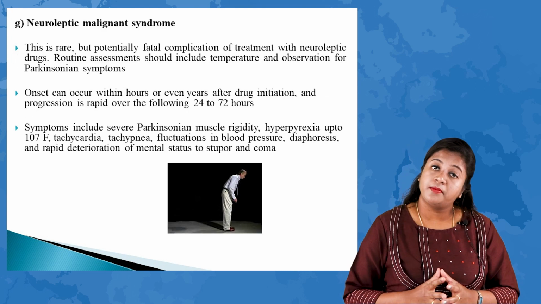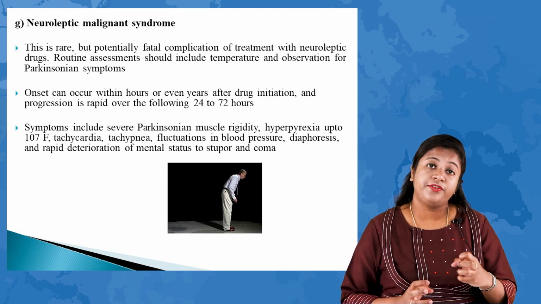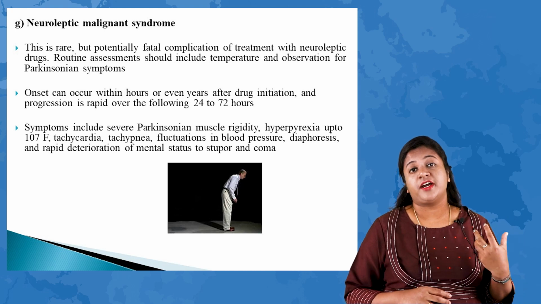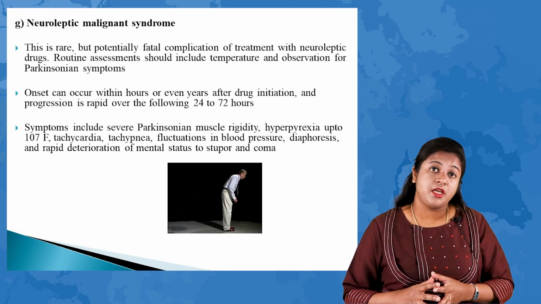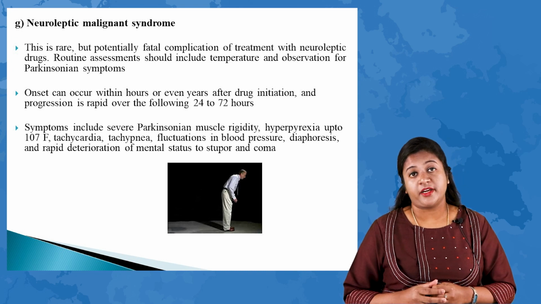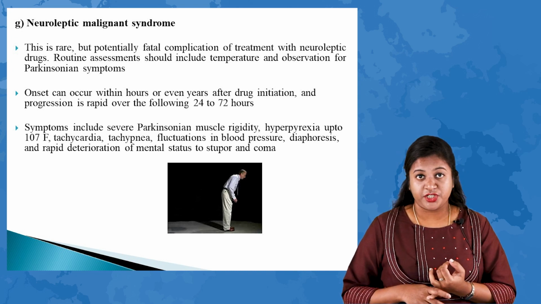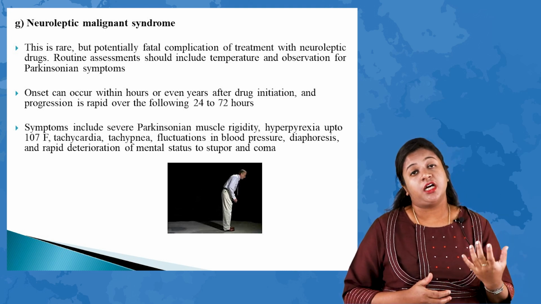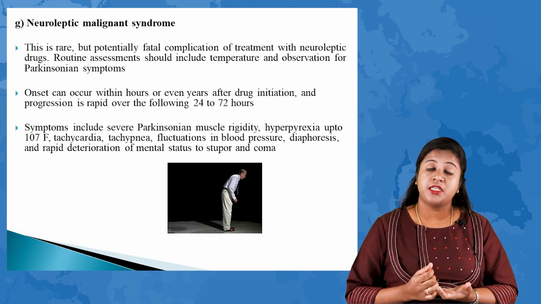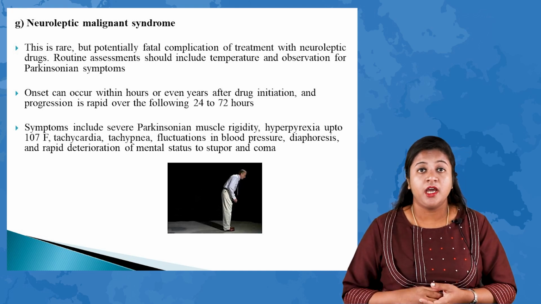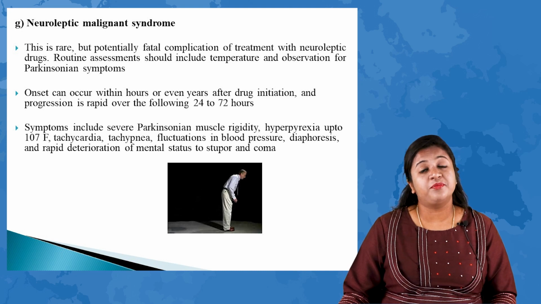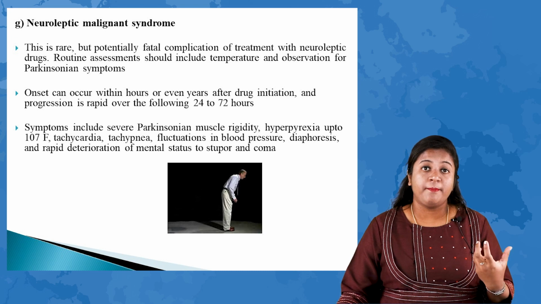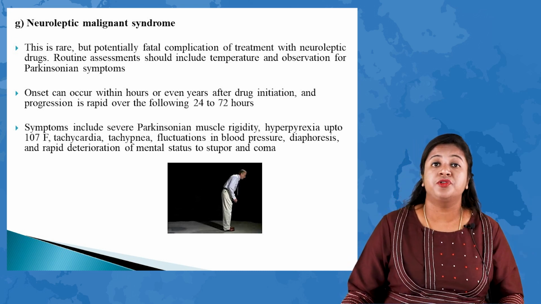Since neuroleptic malignant syndrome is one of the fatal conditions, an emergency condition, you have to identify if the patient develops these symptoms, especially those related to Parkinson's, like muscle rigidity or hyperpyrexia, which can range up to 107 Fahrenheit. The patient may develop tachycardia, tachypnea, changes in the ECG, fluctuations in blood pressure, diaphoresis, and rapid changes in mental function, which can range from stupor to coma.